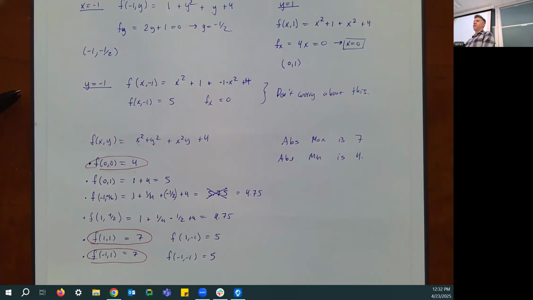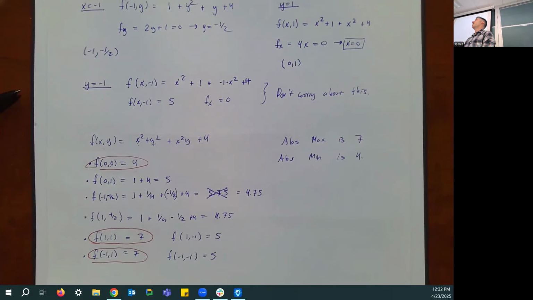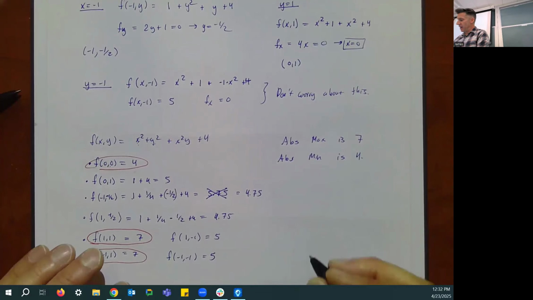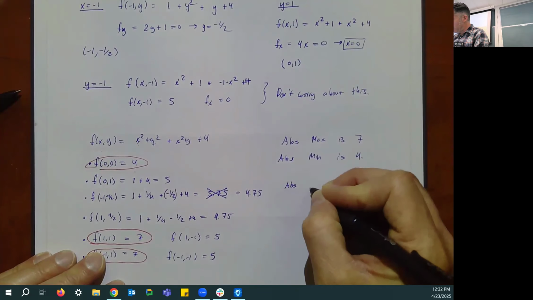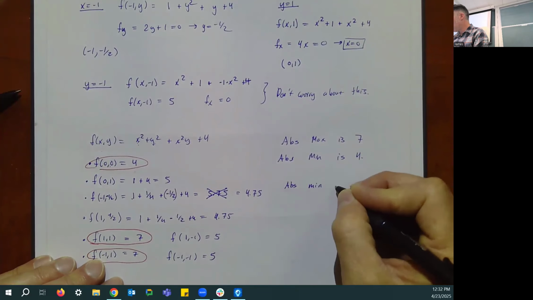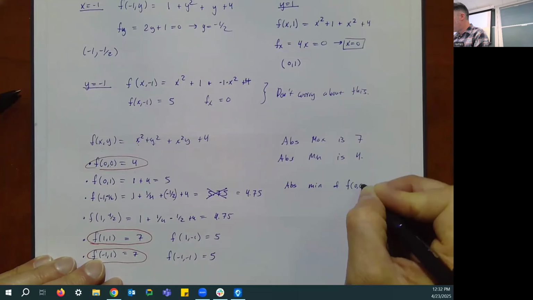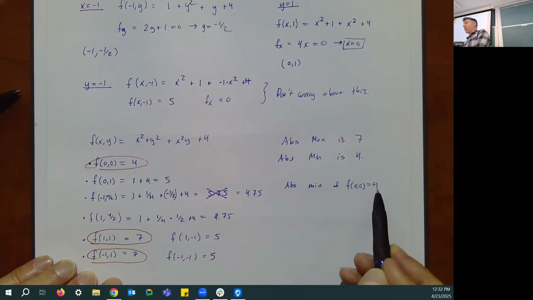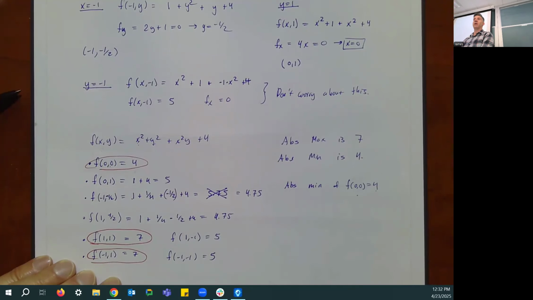But a more complete answer would be to say we have an absolute minimum of f of 0, 0 equal to 4. Because writing it that way tells you not only what the value is, but where it occurs, which I think is a better way to answer the question.